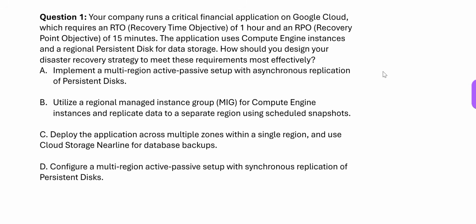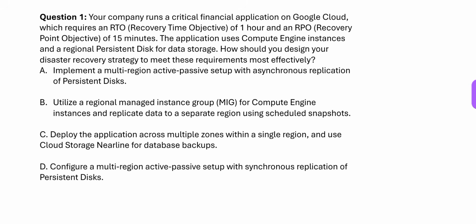So let us look at this question. Your company is running financial applications and they are already on GCP. They are saying, "I have these requirements: my RTO should be 1 hour and RPO should be 15 minutes." RTO is recovery time objective, which means within 1 hour, my disaster recovery system should be up and running. And RPO means recovery point objective.